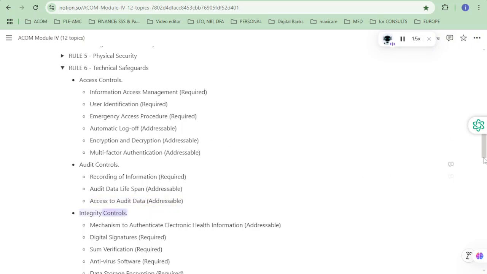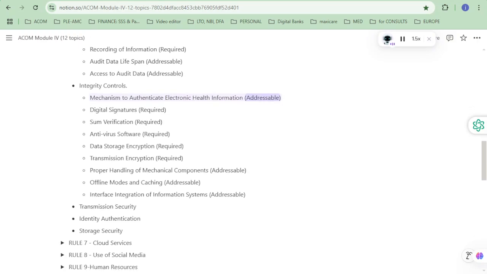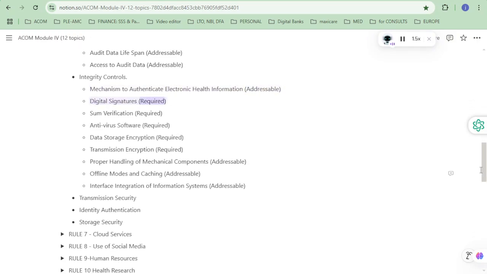Integrity controls. Mechanism to authenticate electronic health information, addressable. Digital signatures, required. Some verification, required. Antivirus software, required. Data storage encryption, required. Transmission encryption, required. Proper handling of mechanical components, addressable. Offline modes and caching, addressable. Interface integration of information systems, addressable. Transmission security. Identity authentication. Storage security.